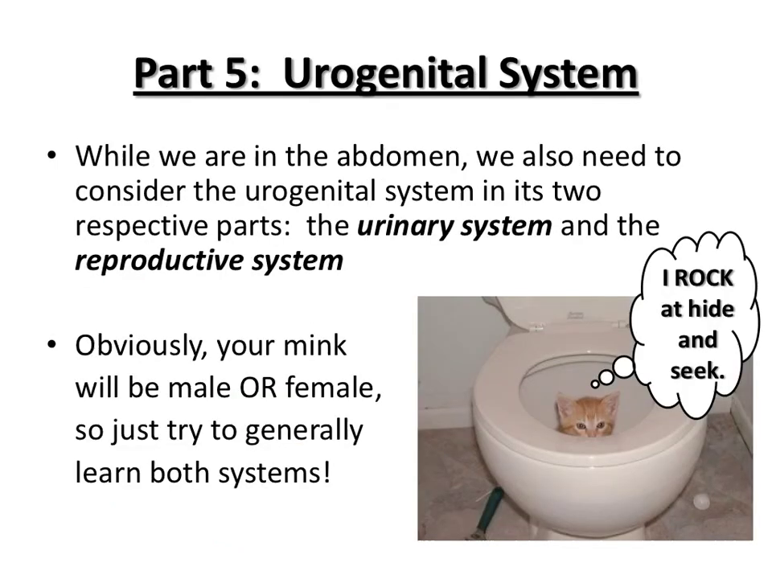So that takes care of the digestive system, but while we're looking in the abdomen, we also need to consider the urogenital system, which would have two parts to it, a urinary system that you use to excrete liquid wastes, and your reproductive system. Now, your mink on your table will be male or female, so you won't see all of these parts necessarily, but you should kind of generally know both systems as they are presented here in your notes and in your lab handbook.